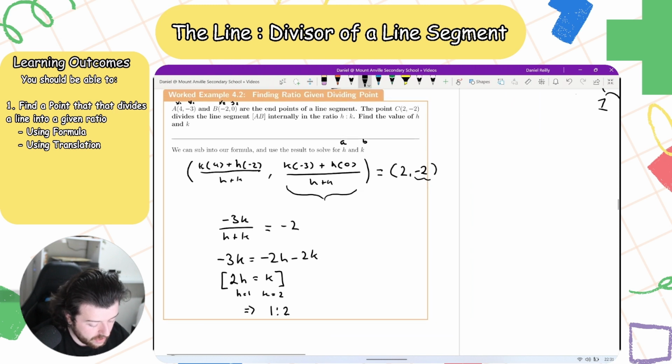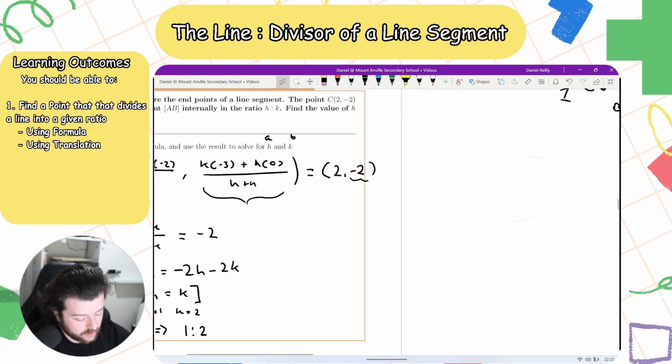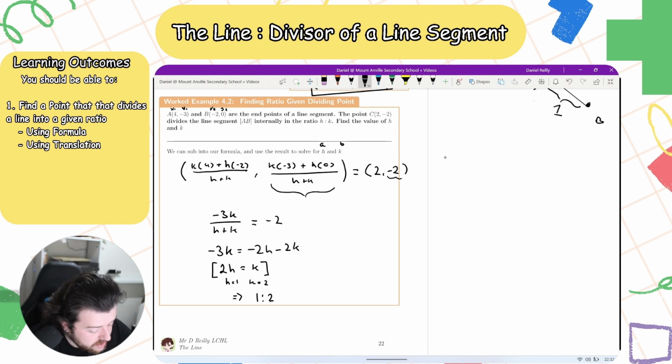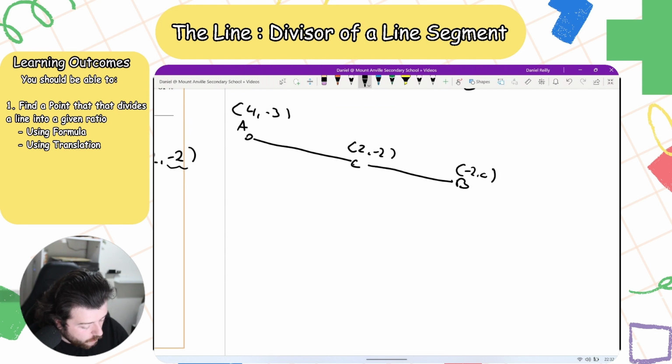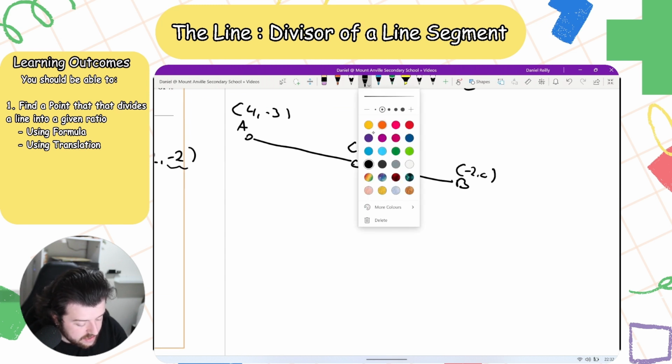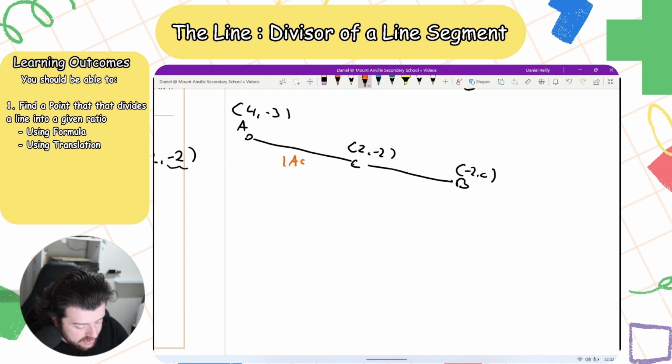So then the other way of doing it is using our distance formula. So there's A, this is point C, and this is point B. I roughly sketched this, and it's actually not correct, but whatever, we'll deal with it. And this is -2, 0. So what I'm going to do is find the distance AC, and the distance CB, and then put them in ratio to each other, and I should get the same ratio.